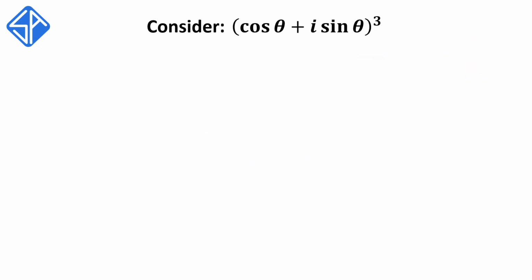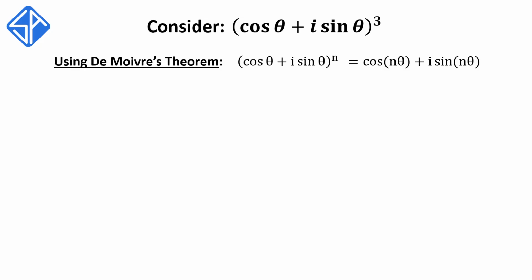Again, let's consider the same expression (cos theta + i sine theta) all cubed. We can use De Moivre's theorem to simplify this. De Moivre's theorem states that (cos theta + i sine theta) to the power of n is equal to cos n theta plus i sine n theta. So when we have (cos theta + i sine theta) all cubed, using De Moivre's theorem, this simplifies to cos 3 theta plus i sine 3 theta.